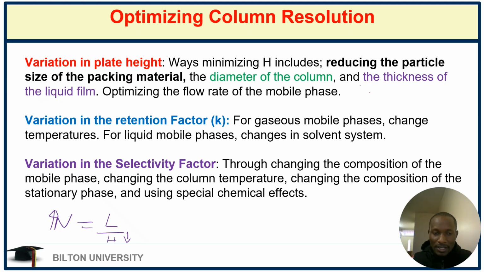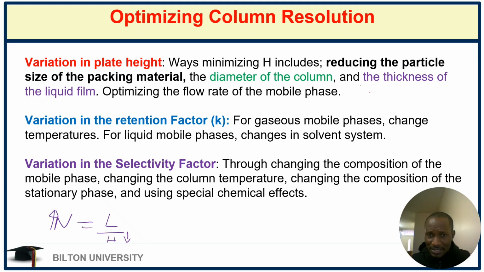So the question is, how can we then minimize H? Which ways can we use to minimize H? To minimize H, we can do a lot of things. One, we can reduce the particle size of the packing materials. We can also reduce the diameter of the column, and we can also reduce the thickness of the liquid film.